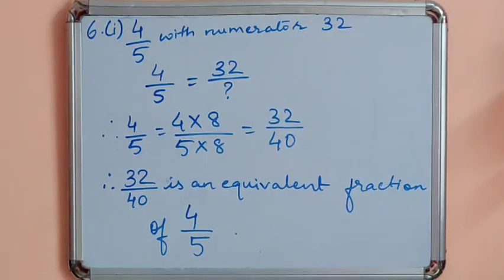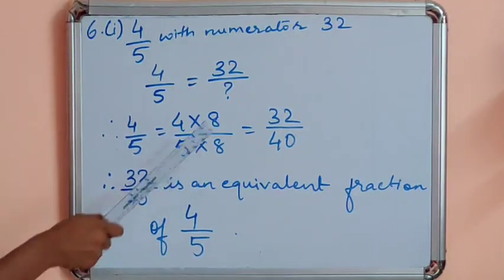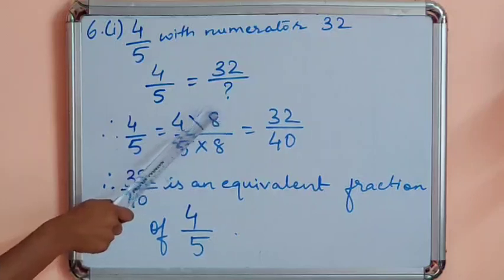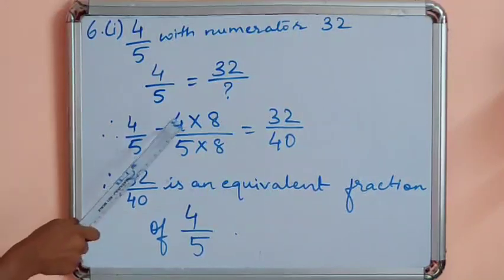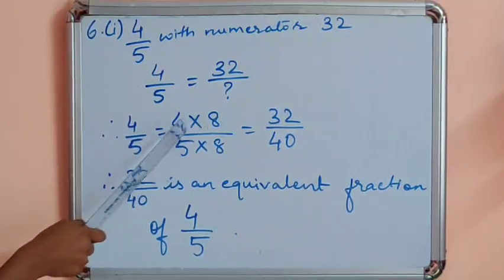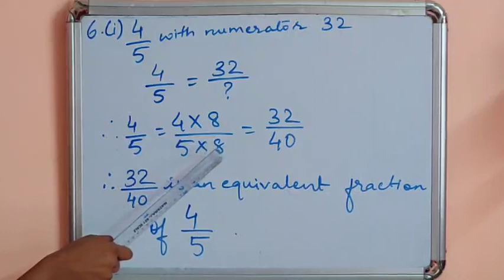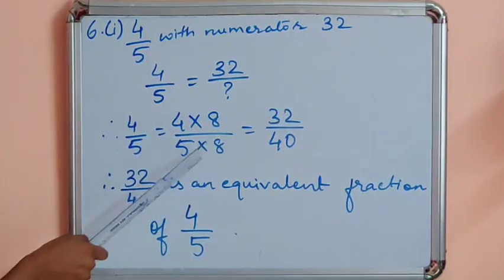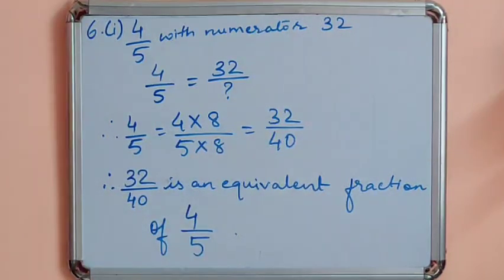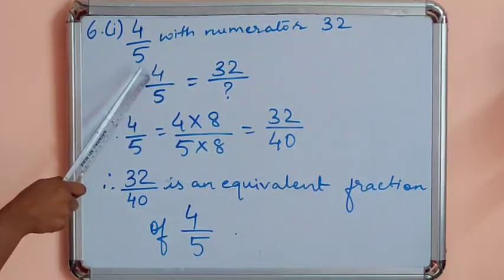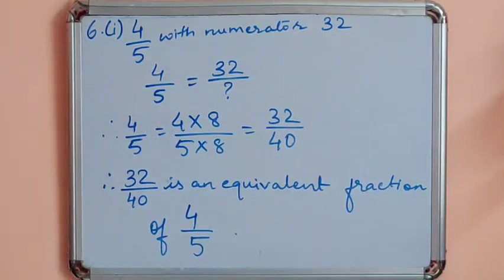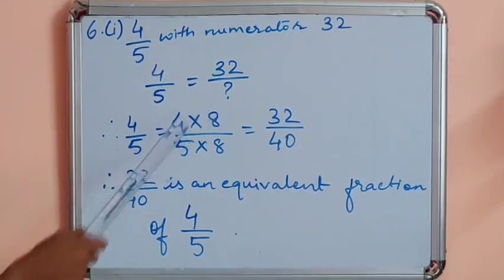And in equivalent fractions, we have to use the same number both in numerator and in denominator. So 4 by 5 is our number, which is equal to 4 into 8 by 5 into 8. 4 into 8 is 32 and 5 into 8 is 40. So we first have to check which number should be multiplied to this 4 to get 32. And how did we get 8 here?